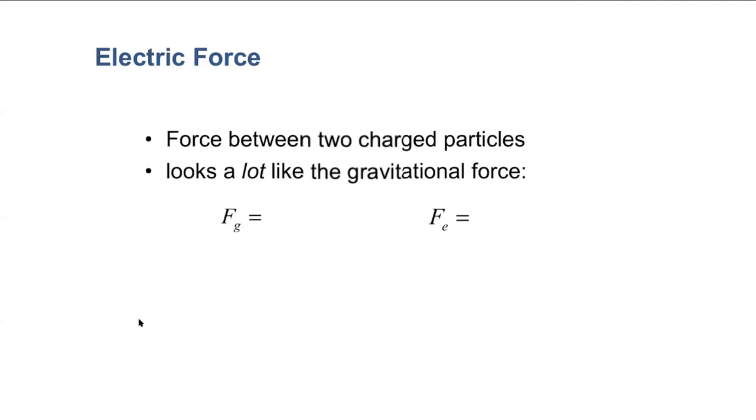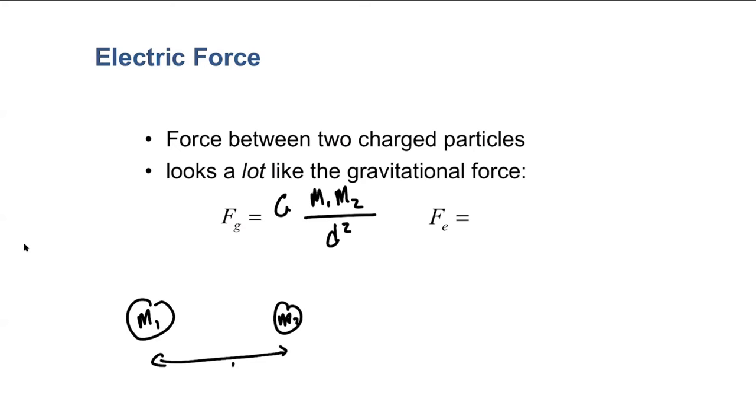Okay, so we need to think about another force now. We've talked really only about a single force so far, and that was the force of gravity. And if you remember, the force of gravity, let's just write it down again, looks like this. There is some constant, let's call it G, times the product of the masses, m1 times m2, divided by their separation squared. So if you had one mass m1 there and one mass m2 there, separated by some distance d, this would define the gravitational force that existed between these two objects.